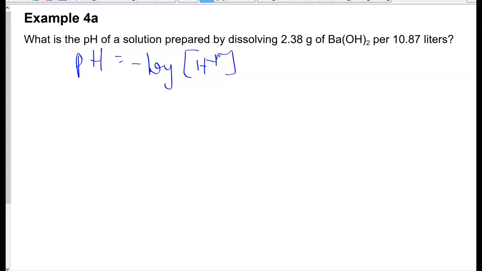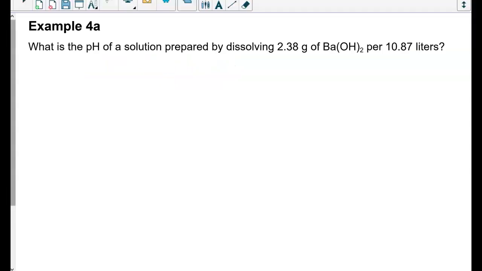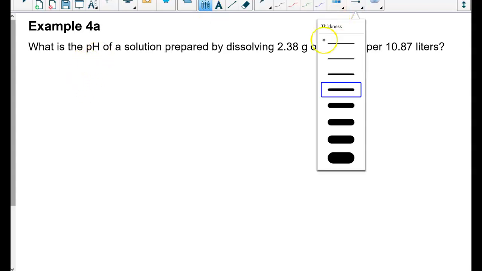So let me walk you through how to do one of these problems. So as I had on the screen a moment ago, apologize, I cleared it here by accident. We're going to have pH. Let me get my pen working again.